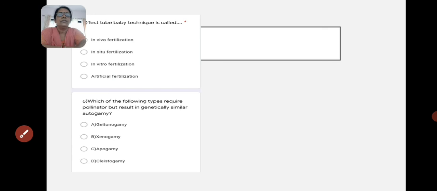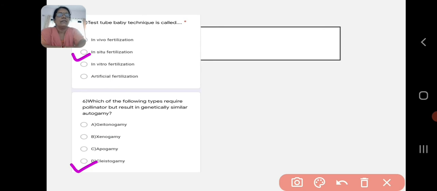Another question: the test tube baby technique is called in vitro fertilization. You should remember that whenever it takes place in laboratory conditions, it is called in vitro fertilization. Which of the following types requires pollinators but results in genetically similar offspring as autogamy?